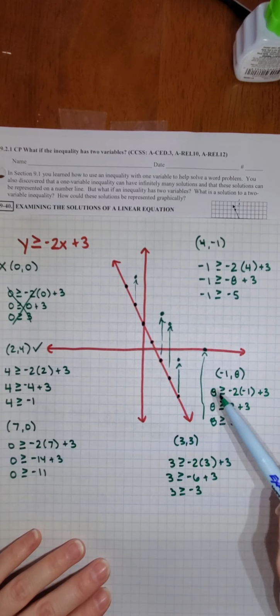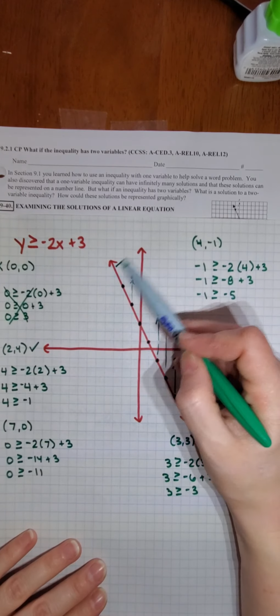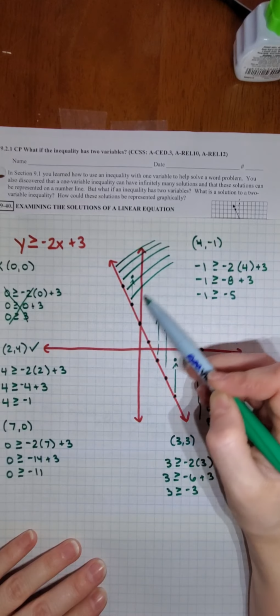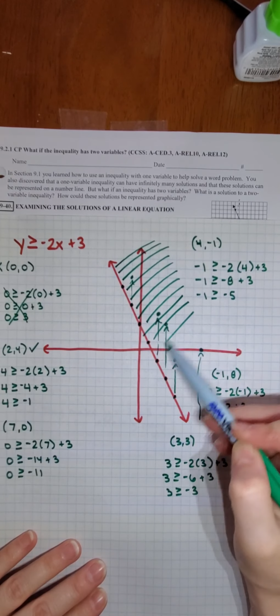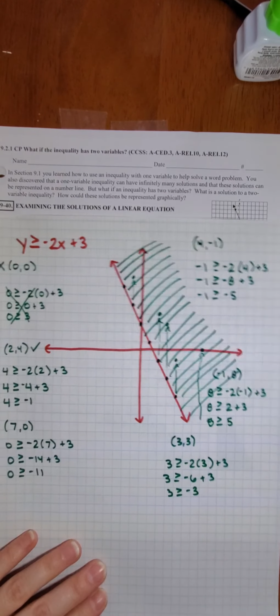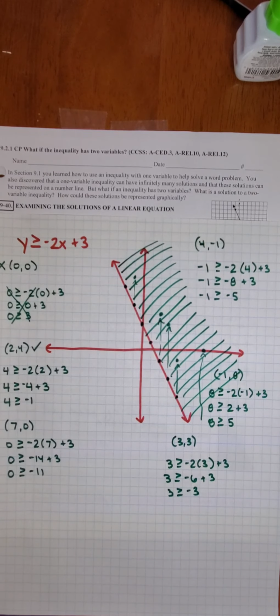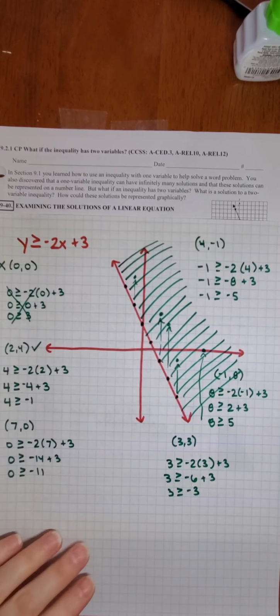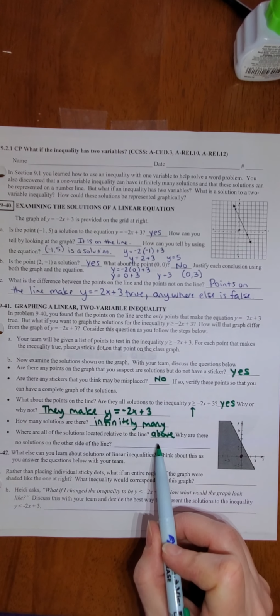So when we want to say, oh, it's all the points on this side, we can actually shade in this side and say, we believe anything on this side of the line, and including the line, will make a true statement. So the actual answer there is above.